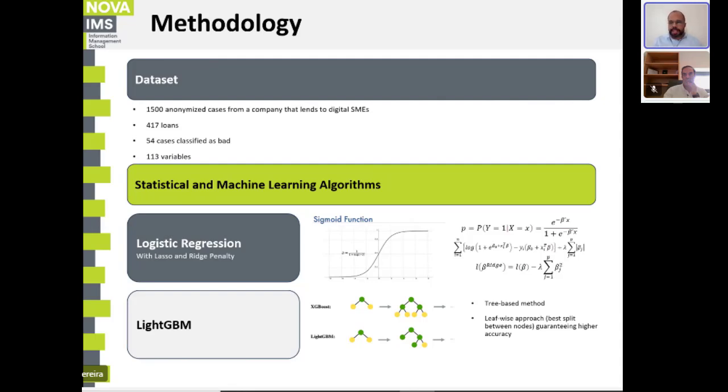I won't go into too much detail, but the penalties are different, so the results may be different. And I prefer to use LightGBM. It was widely explored in the literature as well, with good results. And this is a leaf-wise approach, so it guarantees the best split between the nodes, guaranteeing higher accuracy when we train a new model.